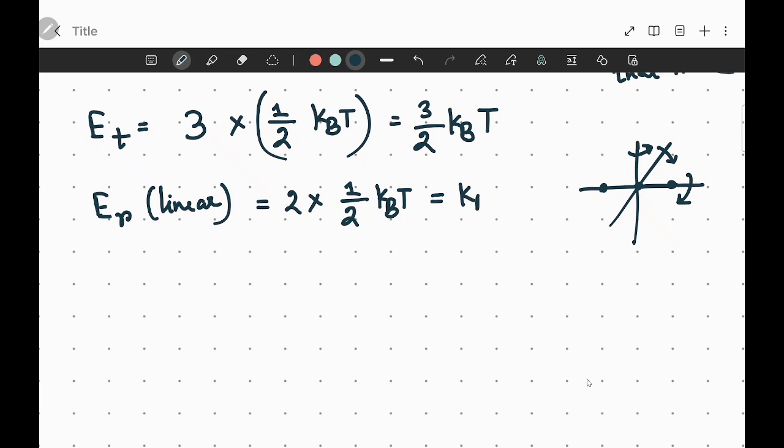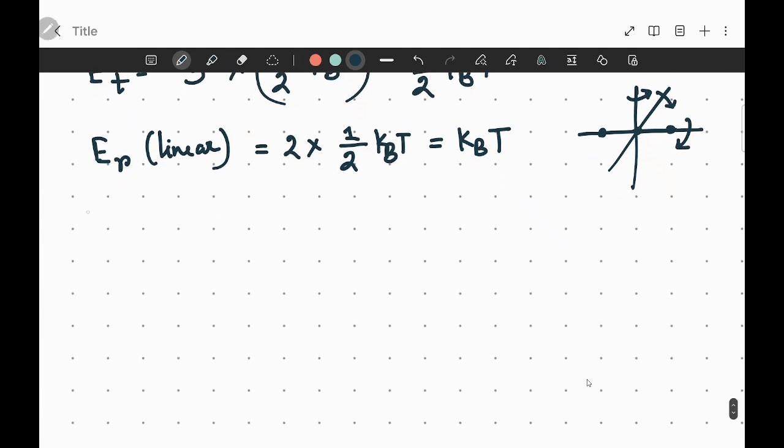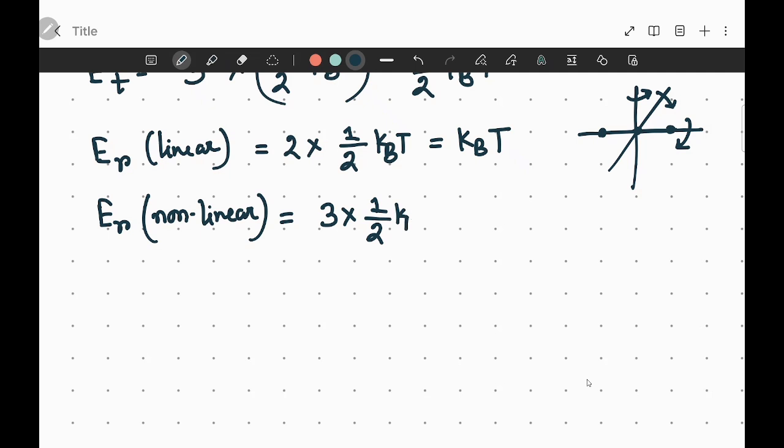But when you calculate it from statistical thermodynamics, you will get directly kBT, because from statistical thermodynamics you will calculate energy. So obviously you will get the kBT, not 2 into half kBT. But for non-linear, it will be 3 into half kBT. So it is 3 by 2 kBT.